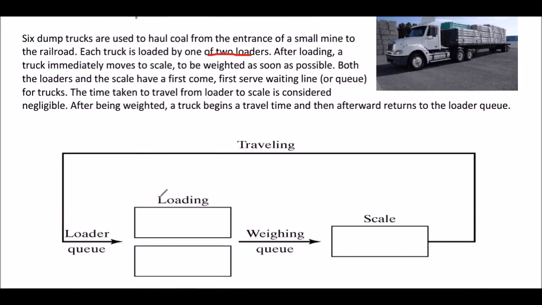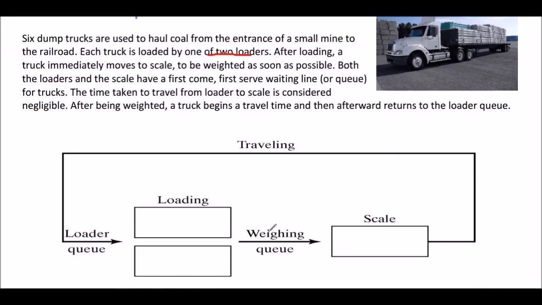So basically, if we simplify this particular problem into a more systematic diagram, this is what we have. We have 2 loaders. We have a loader queue associated with it. We have a weighing queue and a scale associated with it. The loader queue waits if the loaders are busy. And once a truck moves to the weighing queue, one of the trucks from the loader queue occupies these 2 loaders. The weighing queue is in line to be scaled, and after a truck from the scale is done with being weighed, it travels and continues its journey and afterwards comes back to the loader queue. Hence, this is the simplified model of the dump truck problem.